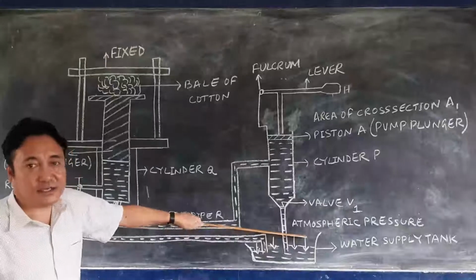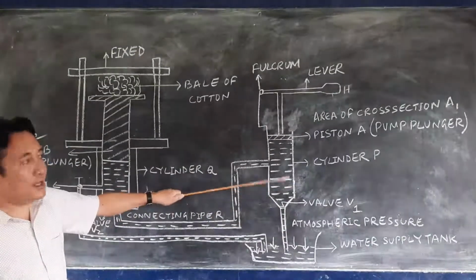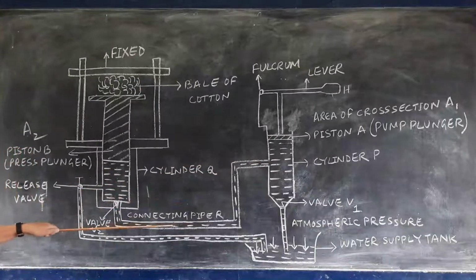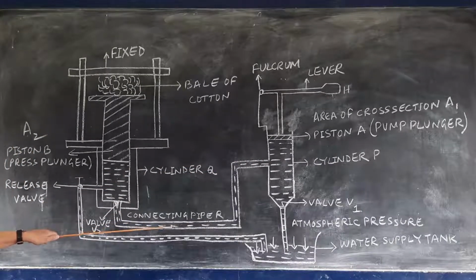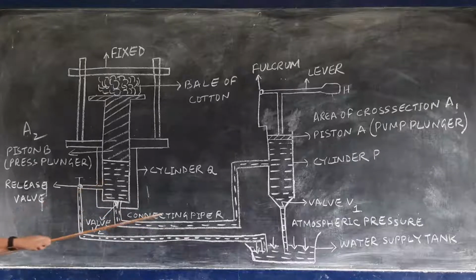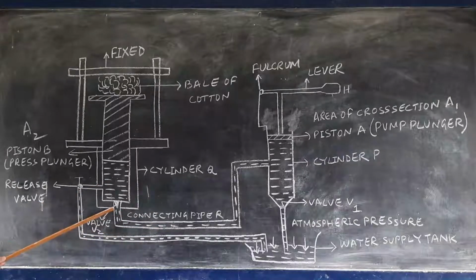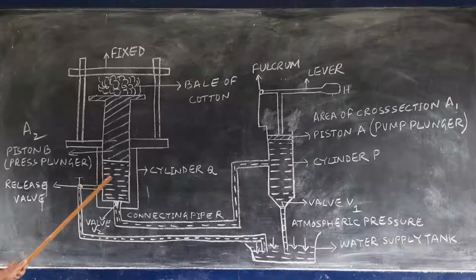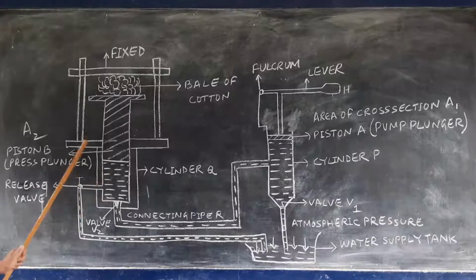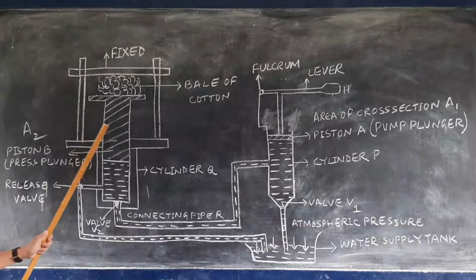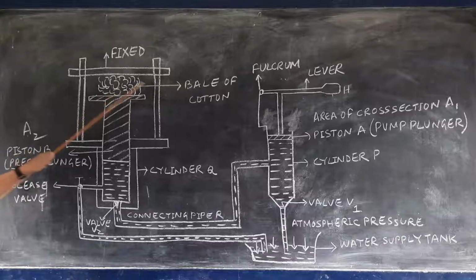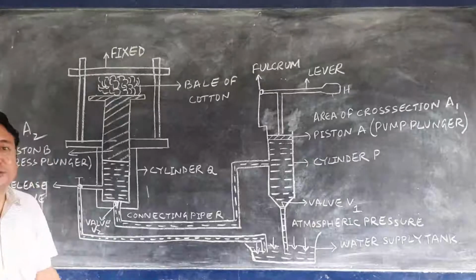So due to atmospheric pressure and the pressure of the liquid, this water will move through this connecting pipe, and this connecting pipe will get more pressure than the cylinder Q, and due to that greater pressure, the valve V2 will get open, and the water through this connecting pipe will enter into the cylinder Q, and this water, when it enters into the cylinder Q, will create a larger pressure, and due to that pressure, this piston will move up, and the bales of cotton get compressed. So this process is continuous.